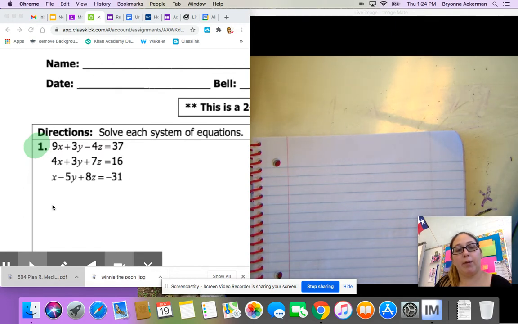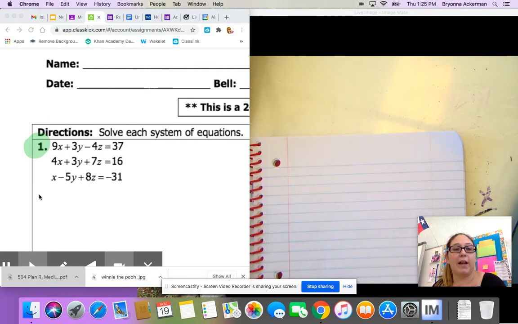So if you have a 3 by 3 right here, three variables, three equations, you want to make sure the variables line up. So you want the x's in one column, the y's in the second, the z's in the third, and you want the constants on the right side of the equal sign. If it's not set up this way, you need to rearrange it. So if for some reason x was on the right side, you would need to do the opposite operation and bring it on over to the left side.